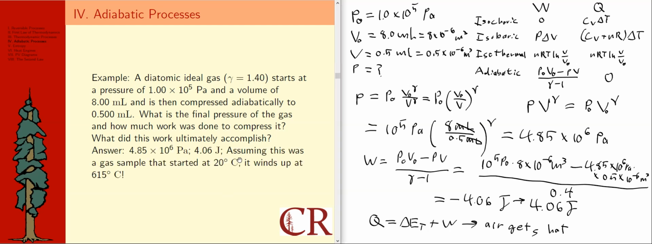Let's check what the slide says. It says 4.85 times 10 to the 6 pascals, so that looks good. And then it says 4.06 joules, and we caught that sign issue in our interpretation. And then it points out that assuming this was a gas sample that started at 20 degrees Celsius, so I said earlier that's what we'd need, right, if we want to actually calculate a final temperature, it winds up at a whopping 615 degrees Celsius, which, although I don't necessarily know what the exact ignition temperature of little bits of paper are, I think that number convinces me pretty well what is going on with a demonstration like that.